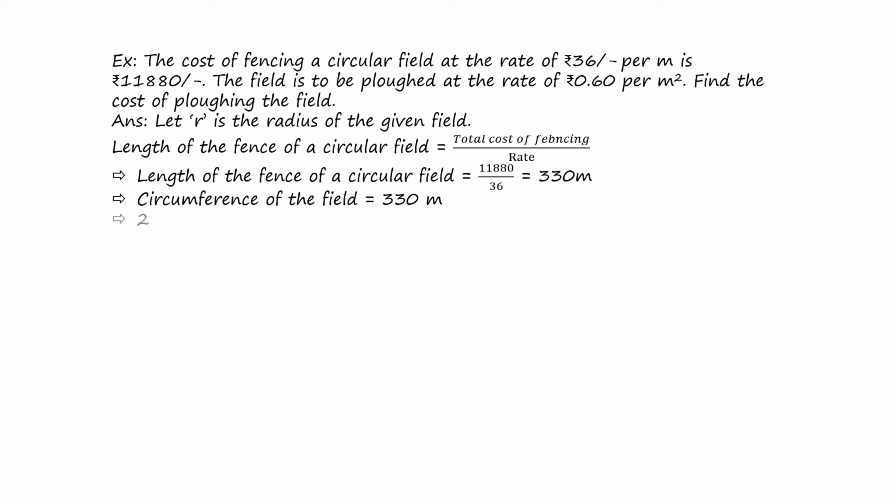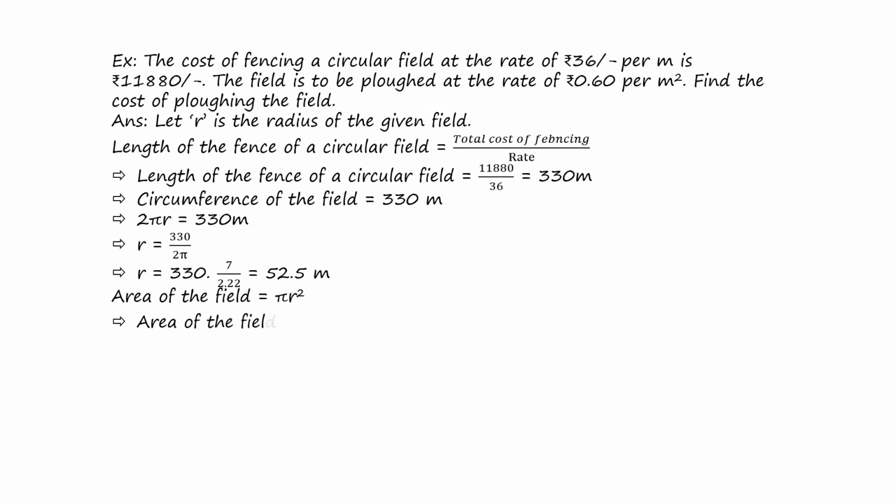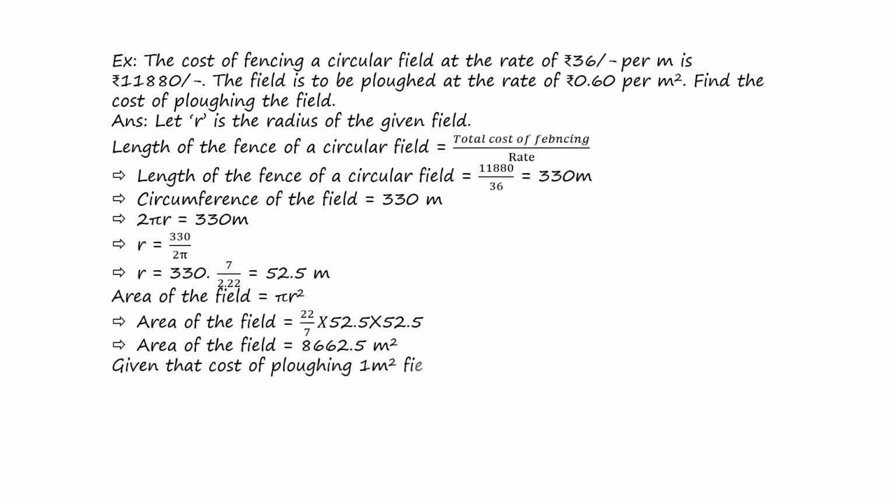But what is circumference? It is 2 pi r equals 330 meter, or r equals 330 by 2 pi, which is nothing but 330 into 7 by 2 into 22, which is 52.5 meter. Now area of the field is pi r square. So here area of the field is 22 by 7 into 52.5 into 52.5, which is nothing but 8,662.5 meter square.